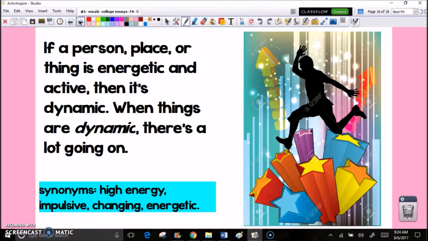All right, so our last word is the word dynamic. If a person, place, or thing is energetic and active, then it is dynamic. When things are dynamic, there's a lot going on. So some synonyms would be high energy. Someone who's impulsive might also be described as dynamic, although those are not really perfect synonyms. Something that's dynamic is changing, and again, energetic, which is, of course, similar to high energy. It's just the adjective version.